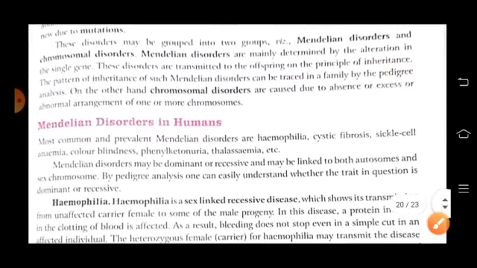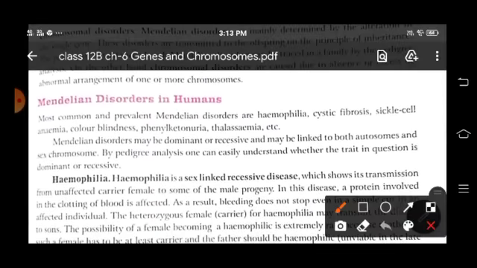So, Mendelian disorders in humans. The most common prevalent Mendelian disorders are hemophilia, cystic fibrosis, sickle cell anemia, color blindness, phenylketonuria, thalassemia, etc. Mendelian disorders may be dominant or recessive and they may be linked to both autosomes and sex chromosomes.